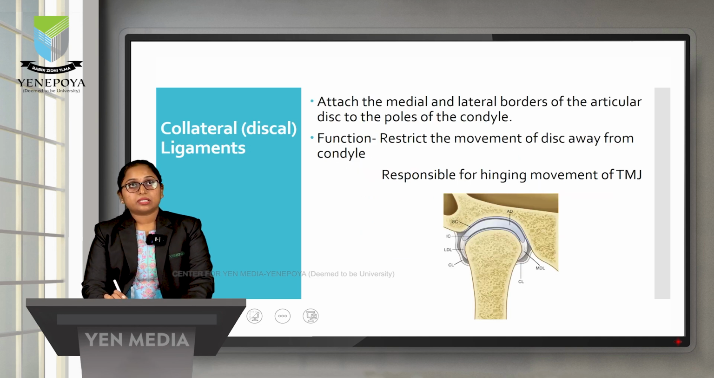The collateral or discal ligament attaches, as you can see here in the picture, to the medial as well as the lateral borders of the articular disc to the poles of the condyle. The main purpose of this ligament is to attach the articular disc on the medial and lateral aspects to the condyle. Its main function is to restrict the movement of the disc away from the condyle, and it is also responsible for the hinge movement of the joint.